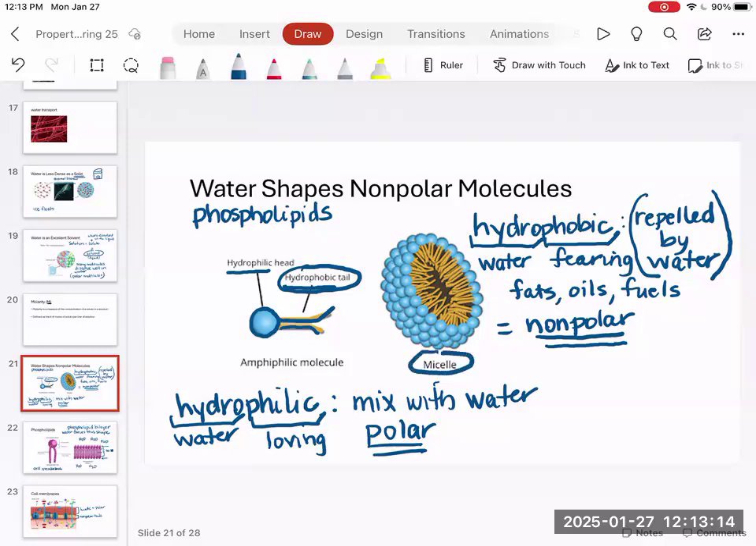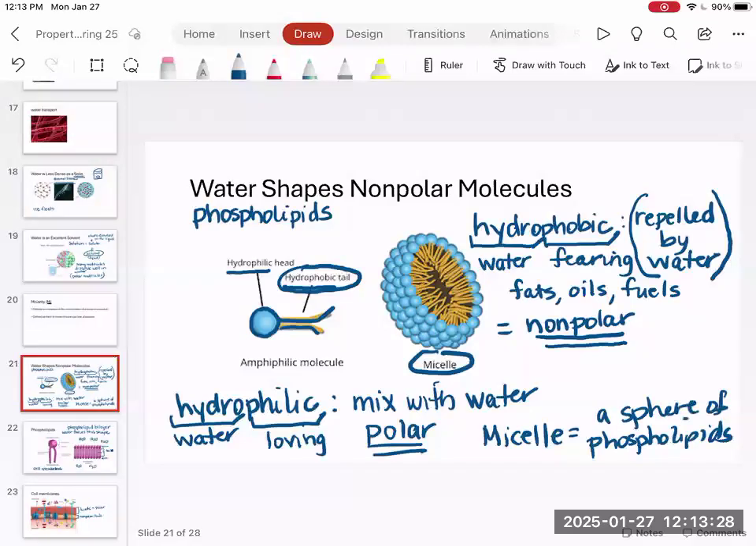This term right here, micelle, M-I-C-E-L-L-E. This is a sphere of phospholipids. And again, water is forcing that shape. So when water contacts those phospholipids, all those tails are going to flip inward, and they're immediately going to form this sphere.